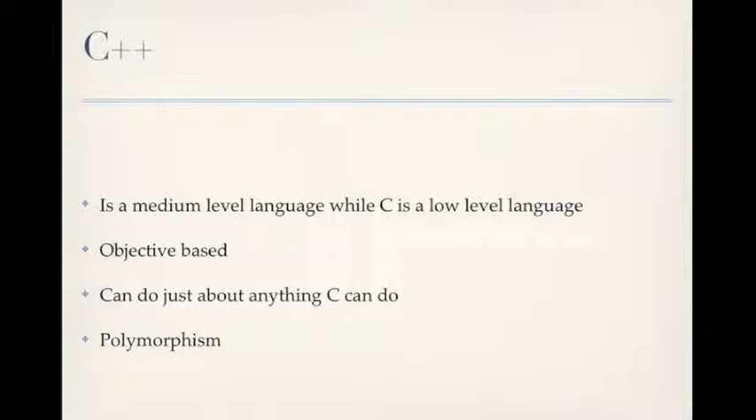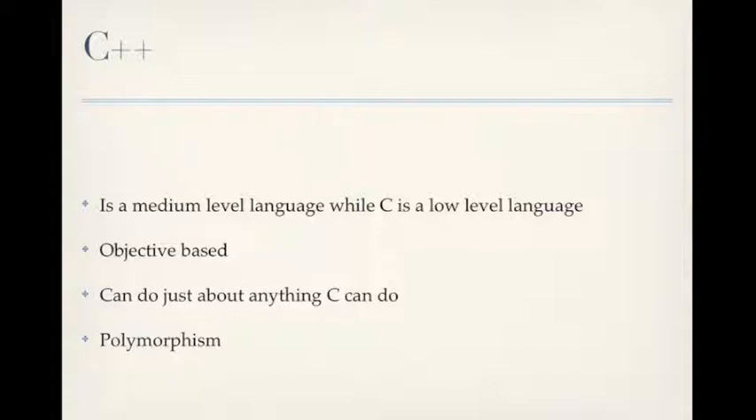C++ is a C-based language, and it's a medium-level language, which means it's a bit more powerful, but it's also harder to learn. It's object-based, and it can do just about anything that C can do. So if you can code in C, you can probably just go to C++ and code something.